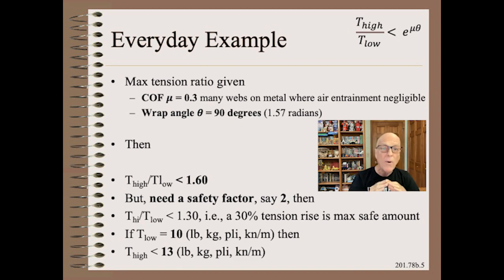Knowing that we don't want to be anywhere near failure, we may choose a safety factor of 2 on the traction ratio rather than mu or theta. Thus, a 30% tension rise is the maximum safe amount. Thus, if you enter with a tension of 10, then the exiting tension better be less than 13. Of course, you could enter with 13 and leave with 10 because the equation is symmetric.